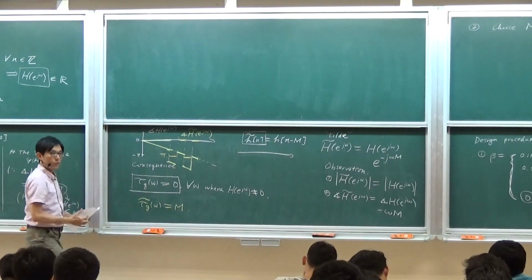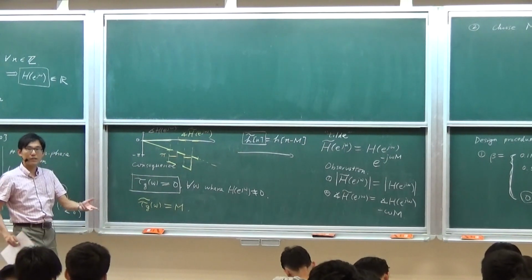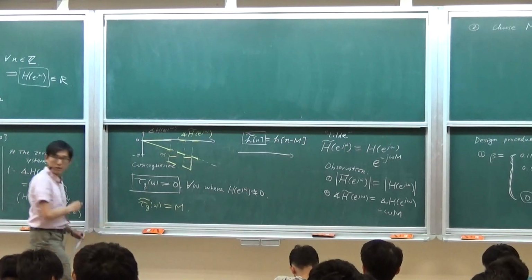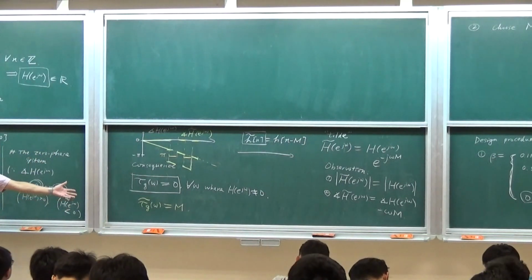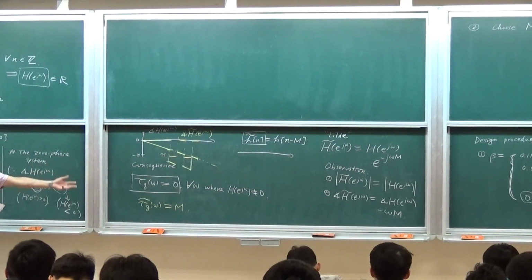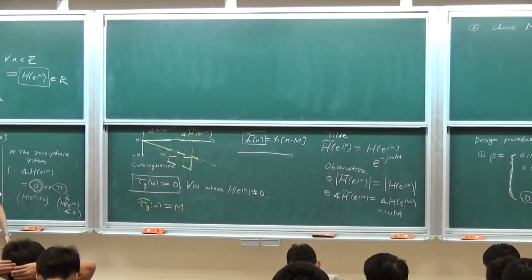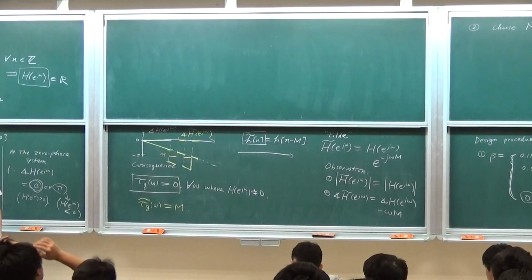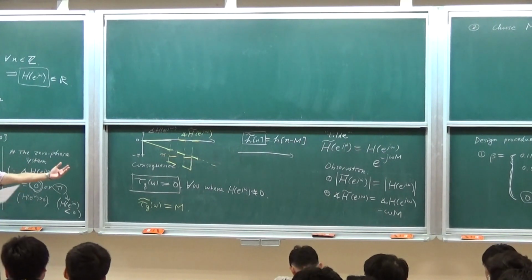No, because we are talking about the delay. Delay has a minus sign, right? Not clear? Does everybody get it? Then after shifting everything to the right by n, now the new system has a constant group delay of n, and that is because we shift everything to the right by n, right?